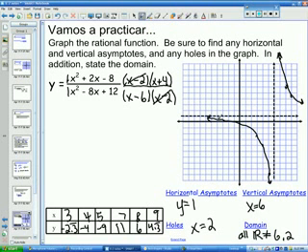So you want to make sure you graph it fairly accurately. I'm not going to require 50 points, but at least give a few points to get an idea of what the graph's going to look like. And then you also have to include your horizontal and vertical asymptotes.